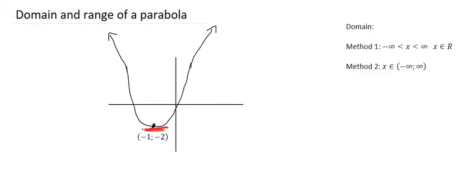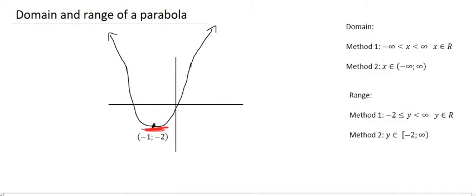And so now I will display the two methods for doing the range. Some important points I'd like to draw your attention to in the range is that the -2 value is included, and so we show that it is included. If you choose method 1, you would have to show it like that, and if you choose method 2, you would have to use the square brackets. We will now try a few examples.